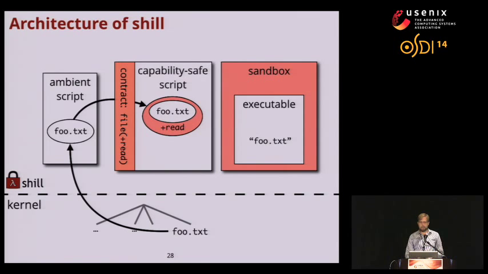Then if we pass this sandbox a capability for foo.txt, SHILL's going to record the privilege information that was associated with the contract on the underlying file system object. Then when the executable is actually running and it tries to access this resource, its access is going to be restricted by the privileges that I put on that. So now you have a big picture of how SHILL works.